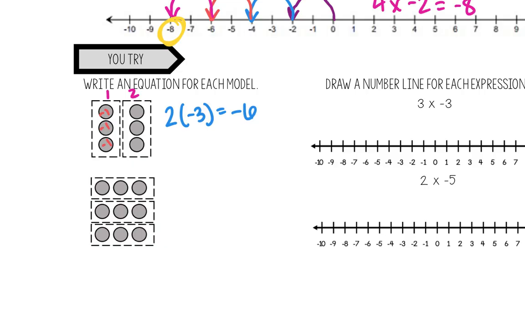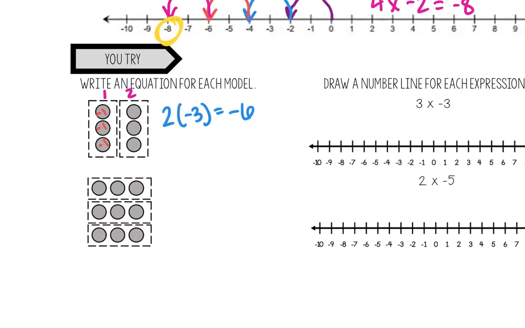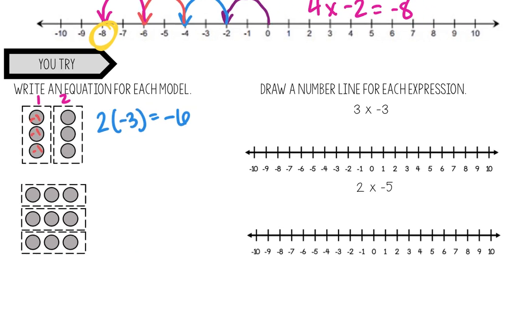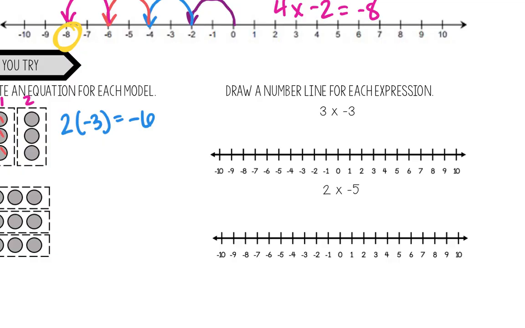Now I'm going to do the number line next for 3 times -3, and then you're going to do the last 2 on your own. So 3 times -3, that means 3 jumps, and they're 3 in a negative direction, right? So I'm going to start at 0. It's going to go 3 in a negative direction, and I'm going to have it 3 times. And where does it land? -9. So my answer to 3 times -3 is -9.